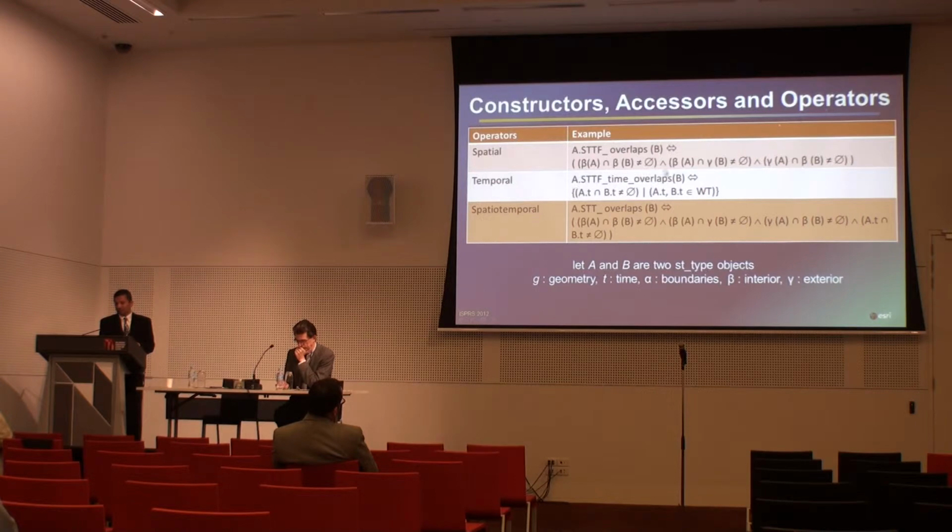If you want to formalize STT overlap, then if the intersection of boundary of A and boundary of B is not empty, and intersection of boundary of A and exterior of B is not empty, and intersection of exterior of A and boundary of B is not empty, and intersection of time A and B is not empty, then it is a spatiotemporal overlap operator, or the two objects overlap in space and time.